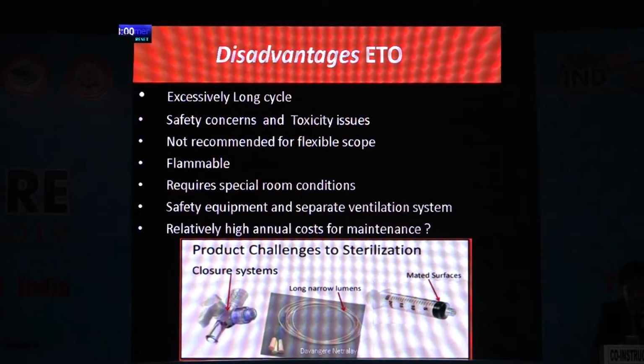It's a flammable gas and not recommended for flexible tubes. You cannot do a phaco tubing in ETO. So any lengthy hollow tubes, it's a difficult thing. It requires special room conditions and a separate ventilation system, and has a high annual maintenance cost.